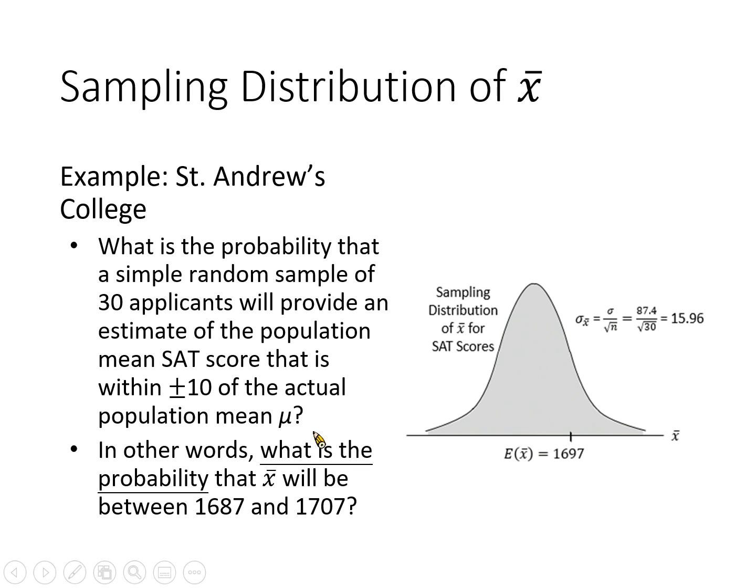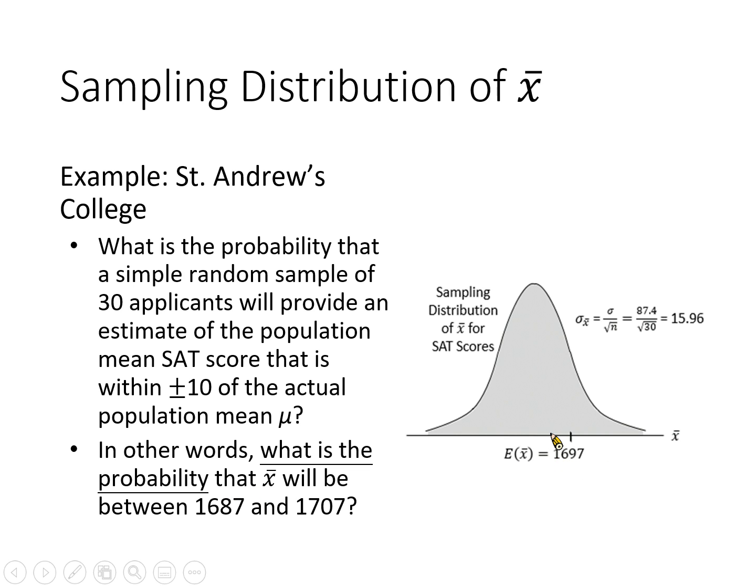In other words, the question we would like to answer is: what is the probability that the x-bar will be between 1687 and 1707? That is, if today we know the expected value of the x-bar is 1697, then we would like to know the probability that it is within positive and negative 10 of such mean. So we would like to know the probability of the x-bar.